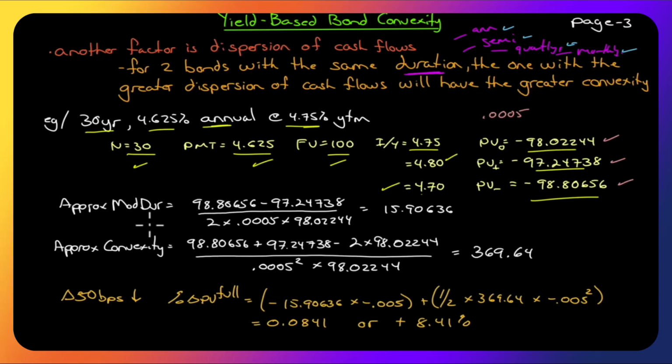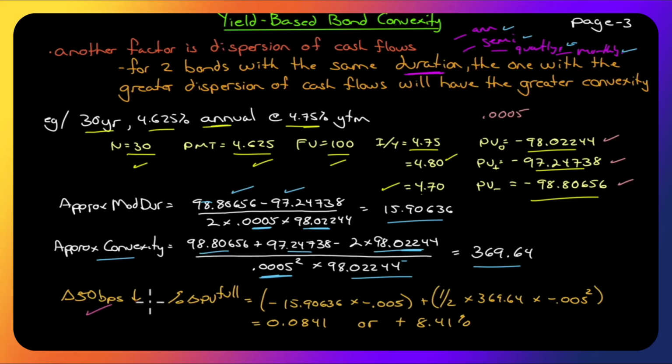So approximate modified duration is 98.8065, which is PV minus minus PV plus, which we have here, divided by 2 times the change in yield, multiplied by PV naught, 15.90636. What's our convexity, approximate convexity? PV minus plus PV plus minus 2 times PV naught over, remember now convexity, you're going to have to get a square in there somewhere. There's the yield squared times PV naught. 369.64.